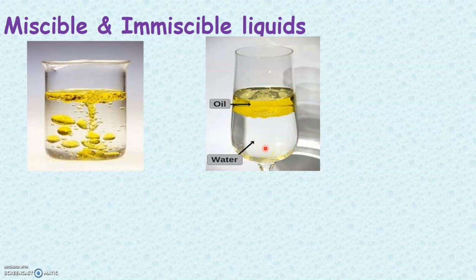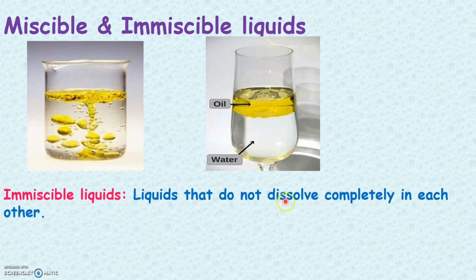So such liquids that do not dissolve completely in each other are called immiscible liquids. So here we have seen that oil and water do not get mixed or do not dissolve completely in each other. Therefore, this is an example of immiscible liquids. So water and oil is one example of immiscible liquids.